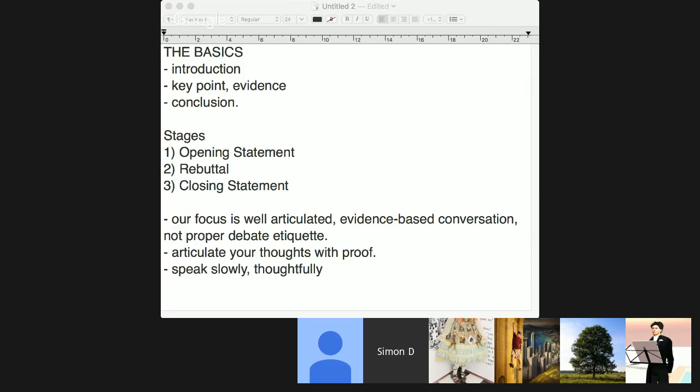I'm going to give you 2 minutes, each of you, to introduce the resolution that technology makes our lives easier. You must then give us some information, right? Some key points and evidence, and then a conclusion. Okay? Now, I'll leave it up to you. You can decide whether you're going to support the affirmative or the negative.